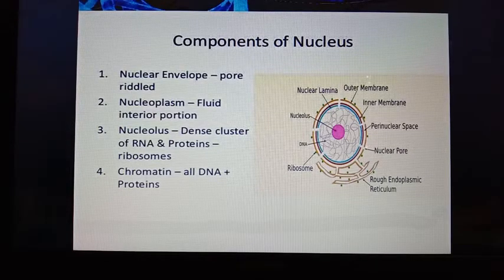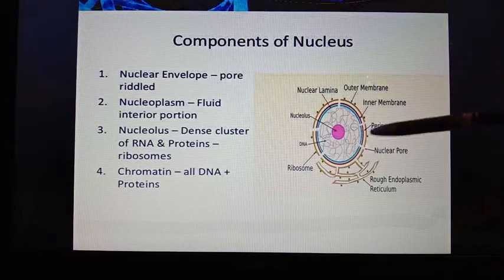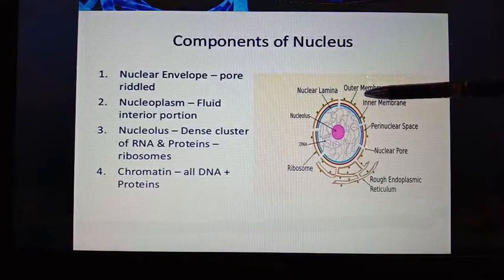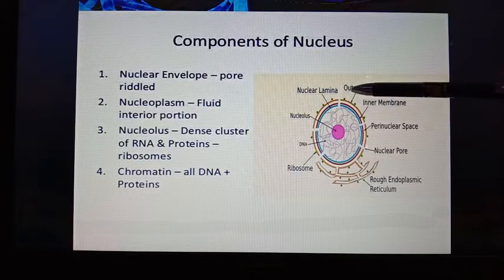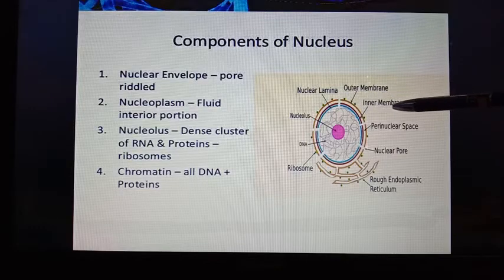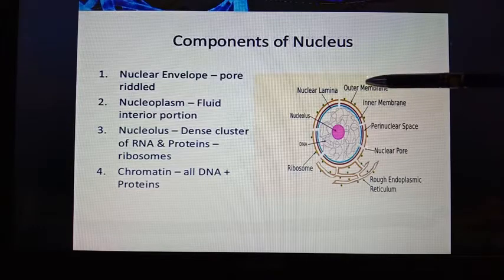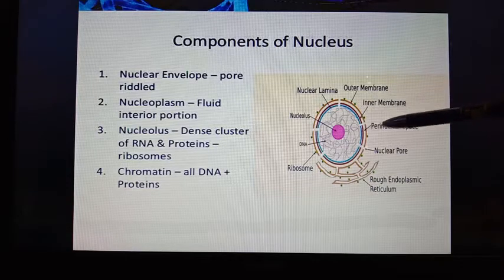So first is nuclear membrane. It is also known as nuclear envelope. If you will look at the diagram of the nucleus, you can see that there are 2 nuclear membranes. One is outer membrane, another one is inner membrane. In between the outer membrane and inner membrane, there is a space known as perinuclear space.